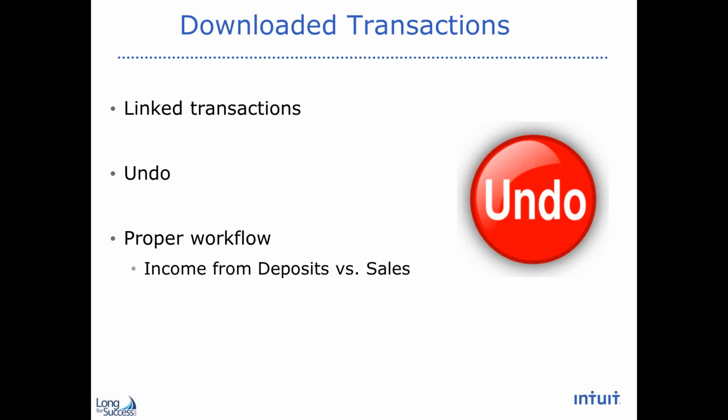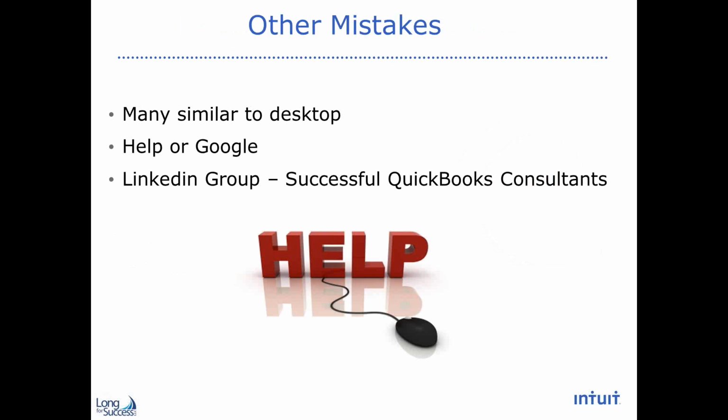But downloading transactions and dealing with that, that's where the bulk of the mistakes are coming from, because it's new to people, and they don't understand all of that. Okay, so work with the sample company file. You can upload some transactions to the sample file. You can use the ones that are in there already. Play with it. But the mistakes that people make, a lot of times you fix things the same way that you do with the desktop version.